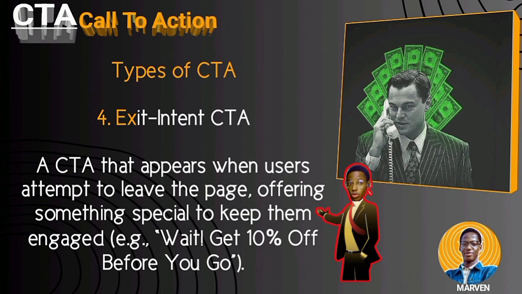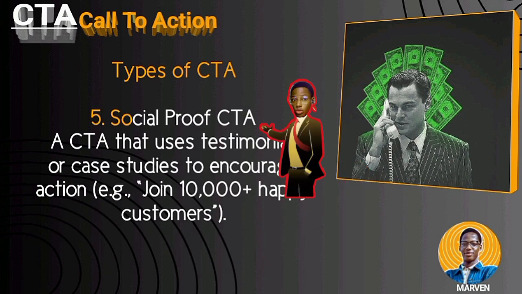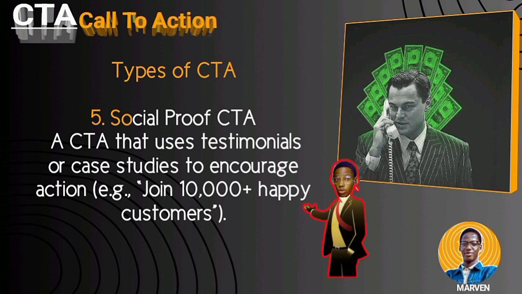The fifth is the CTA that uses social proof, like the testimonials of people that have used their product or people that are experiencing the benefits of their product. This CTA is made with the testimonies of these people. So, for example, look at the statement there that says join 10,000 happy customers, right? So this CTA uses social proof.